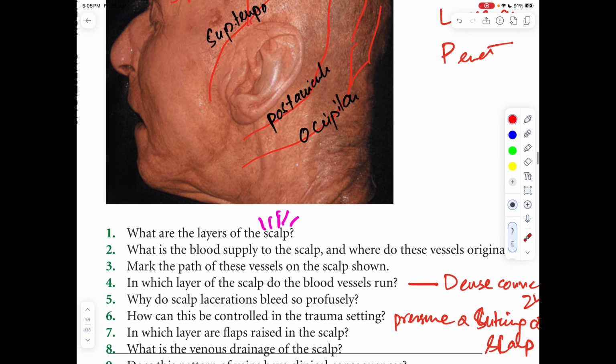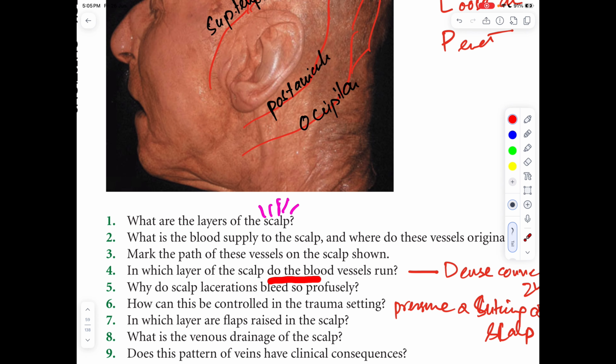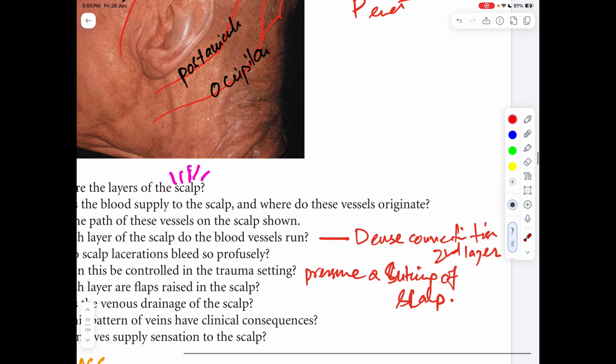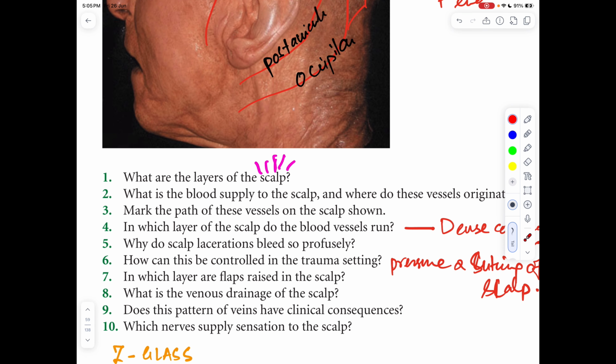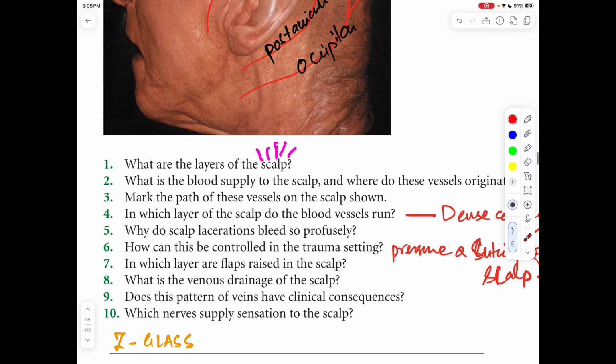In which layer of the scalp do the blood vessels lie? The dense connective tissue, the second layer. Why are scalp lacerations profuse? Because this layer is thick, below the skin layer, and contains hair follicles. The vessels are attached firmly to fibrous tissue and they don't contract. How do you control it in a trauma setting? Pressure and suturing the scalp. In which layer are flaps raised in the scalp? Loose connective tissue.